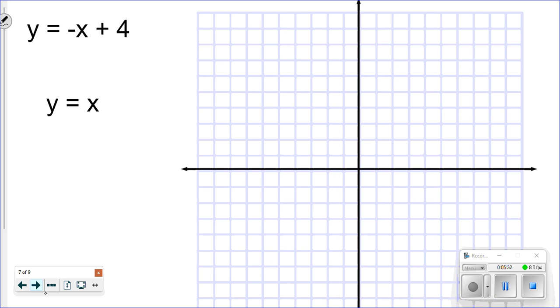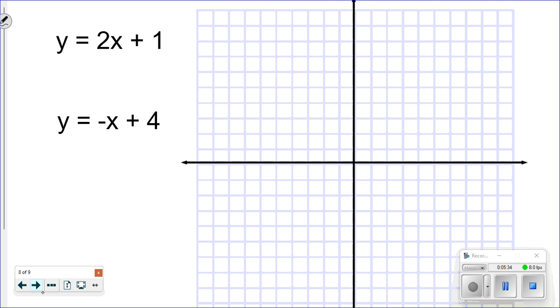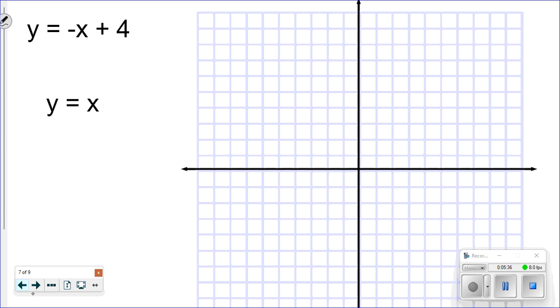Okay, let's do one more, and I will let you do the next one by yourself so you can see how it works. So let's see, the first one I'll do in red. So 4, 1, 2, 3, 4, and then it's a negative x, so we talked about going down and over because it's a negative line. So it's going to look something like this.